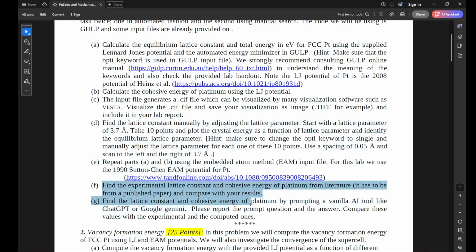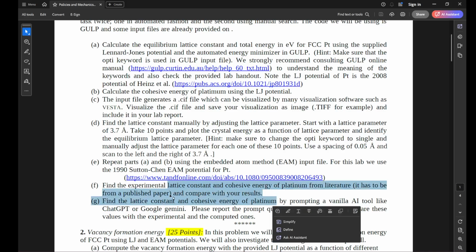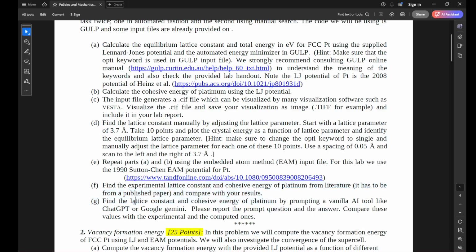Parts F and G, we can combine them together. Basically, it asks you to go to the literature and search for the equilibrium lattice constant and cohesive energy of platinum. And we recommend, of course, to rely on published work. But then part G is asking you to use a vanilla AI tool. Vanilla AI means it's not trained on databases of materials. It's a generic one, like ChatGPT or Google Gemini, and then also find out what they will tell you.